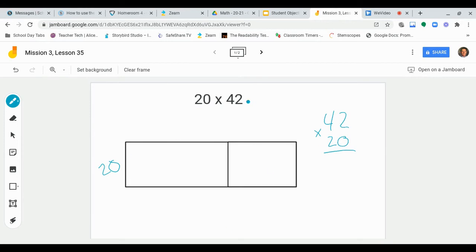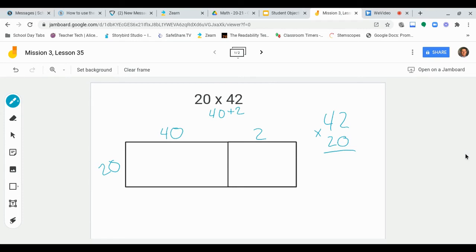And then I have 42. What I need to do with 42 is break it down into its different place values. In this case, 42 is made up of 40 and 2. 40 plus 2 equals 42. 4 tens, 2 ones. So I labeled this box 40, this box 2. Notice I made this box a little bigger and gave it the 40 because 40 is bigger than 2. I made the 2 a little smaller. That just helps me recognize that this is the greater one and this is the lesser one.